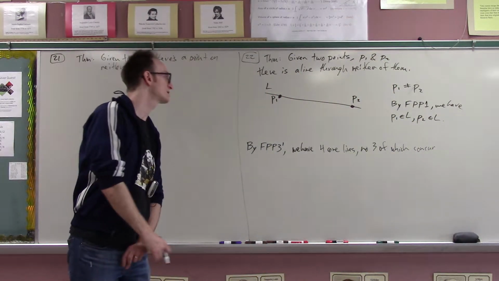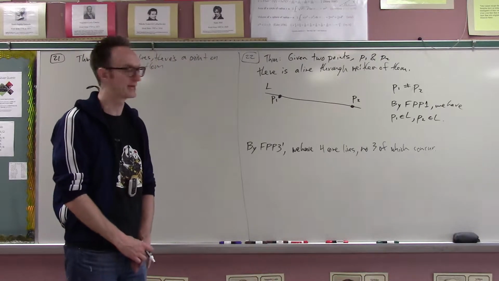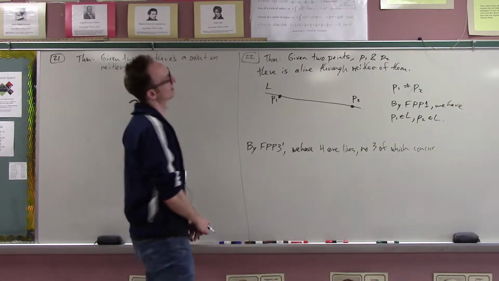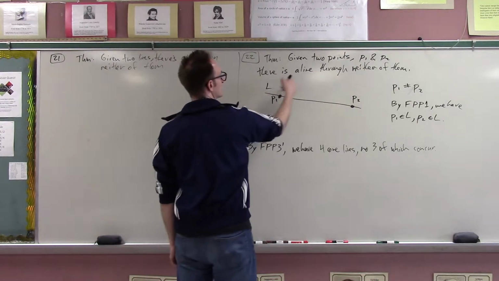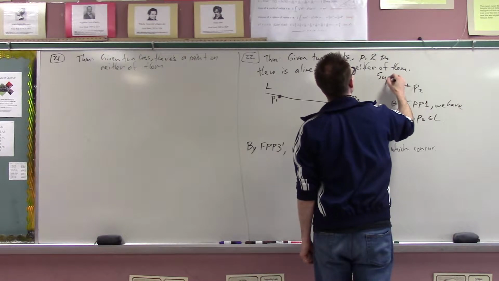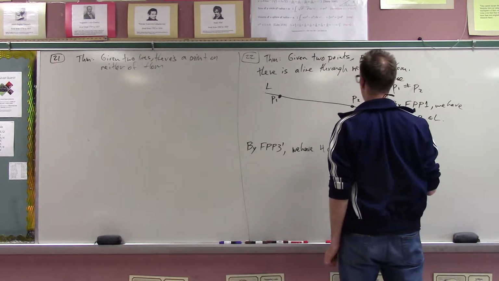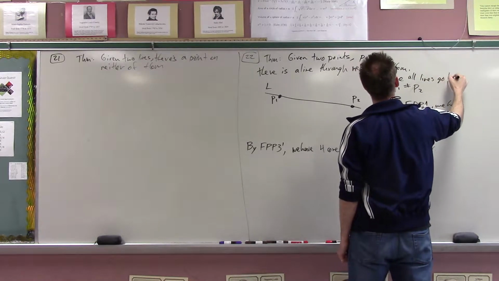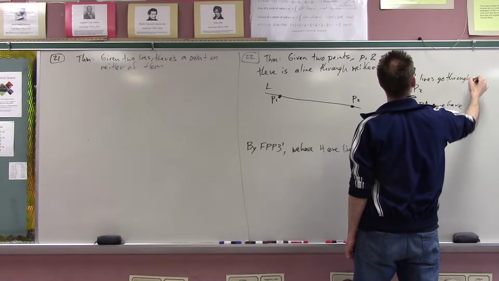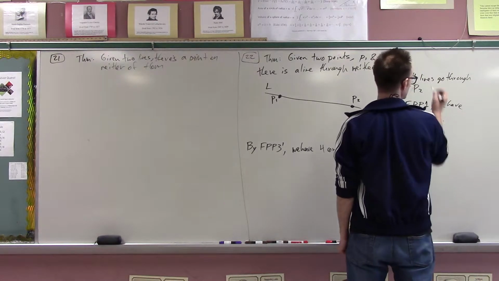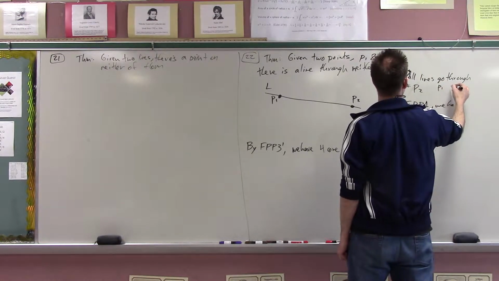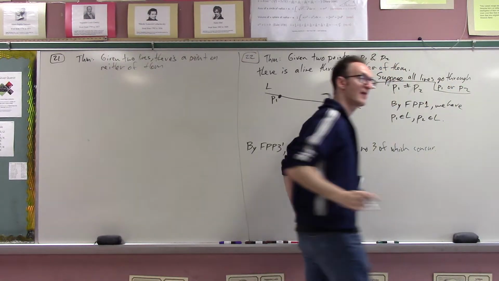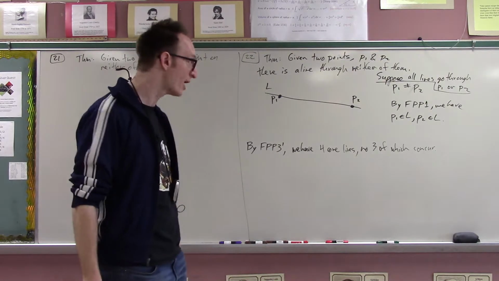All right. So, perhaps I should have begun this proof at the beginning by saying that this is a proof by contradiction. I forgot to write that. So, I'm just going to squeeze it up here. Suppose that all lines go through P1 or P2. Who is with me? That is what we need to show is false.